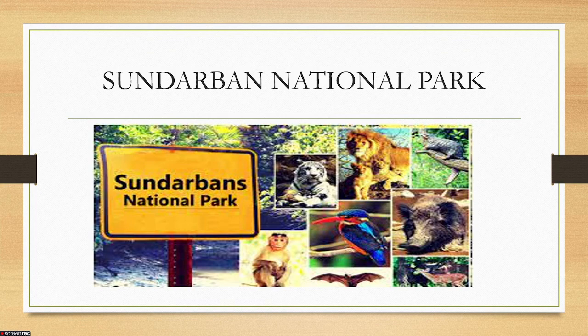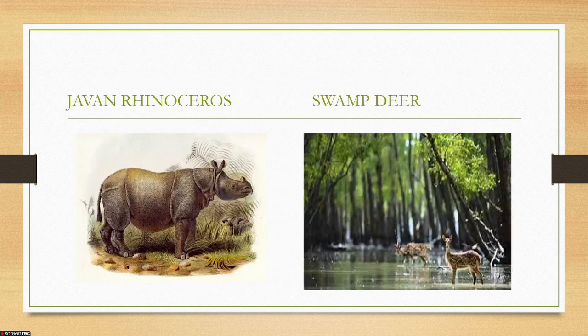For example, Sundarban is a very dynamic and potential ecosystem in India. It harbors 31 major species of mammals. The mammalian species that once existed in Sundarban and have become extinct today are Javan rhinoceros, wild buffalo, swamp deer, barking deer, and hog deer. Here you can see the images of Javan rhinoceros and swamp deer, which have become extinct from Sundarban.